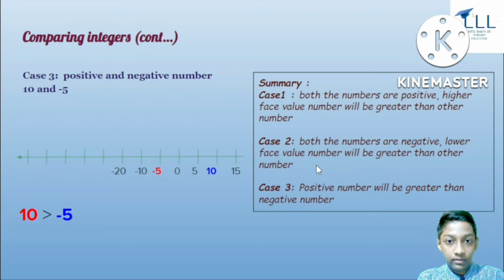In the second case, when the face value is lesser than the other number, then the number with the lesser face value will be greater than the other number. In case 3, we'll get one positive and one negative number, and the positive number will be greater than the negative number.